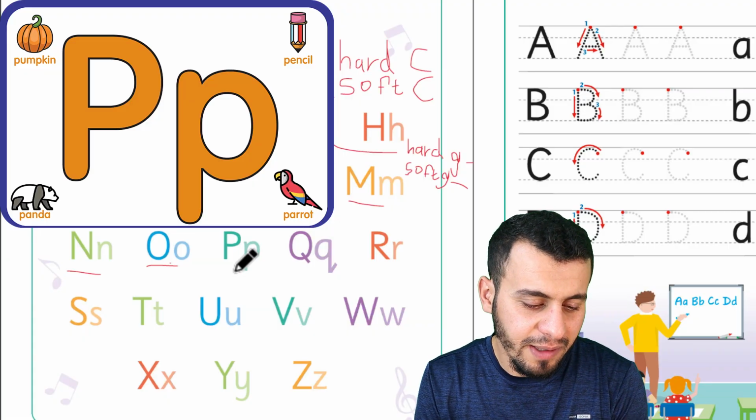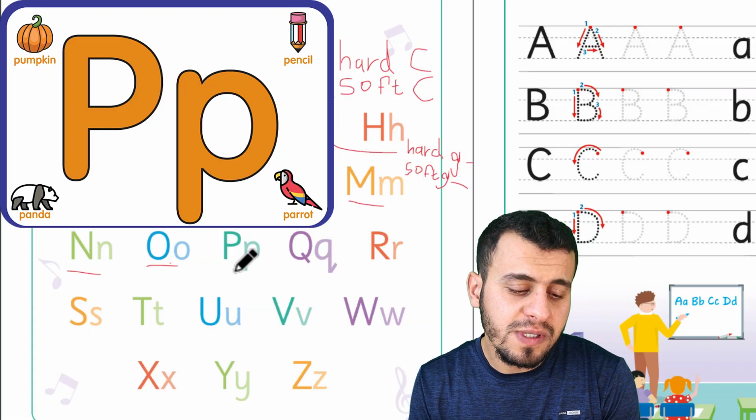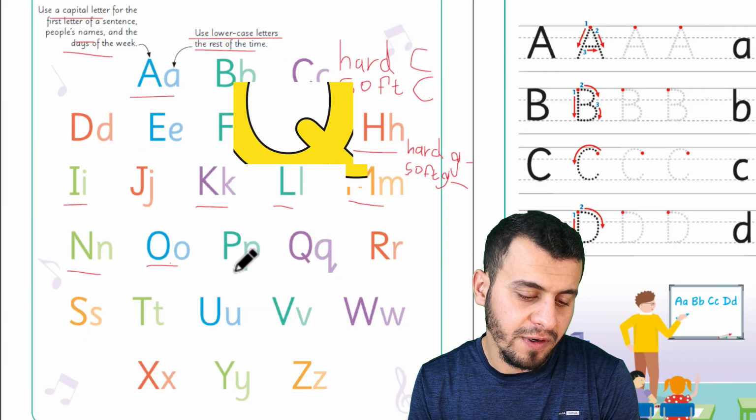P. Okay? P says p. Q says kw, kw. For example, queen.